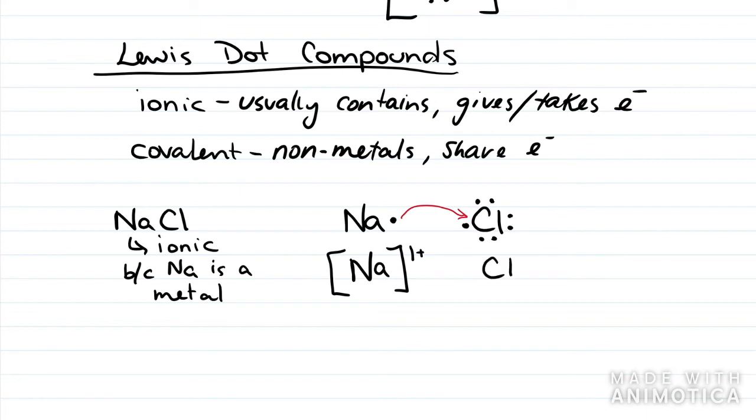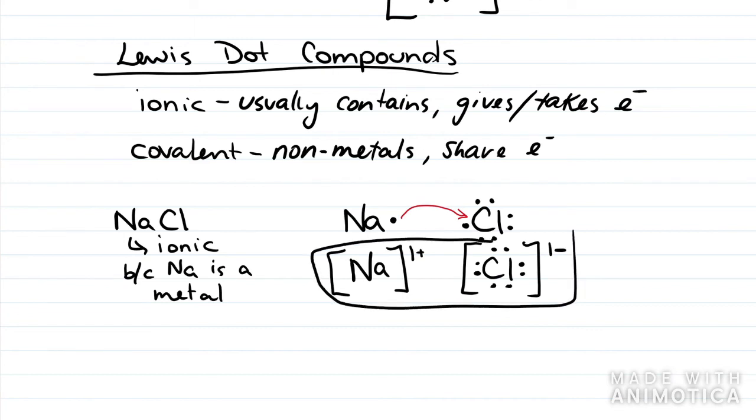Our Cl now has how many electrons around it? Well, it's gained 1 electron. So now it has 8. But again, it has a charge because it's gained an electron. And because it's gained a negative, it's going to have a charge of -1. So this is what the compound looks like using Lewis dot diagrams.